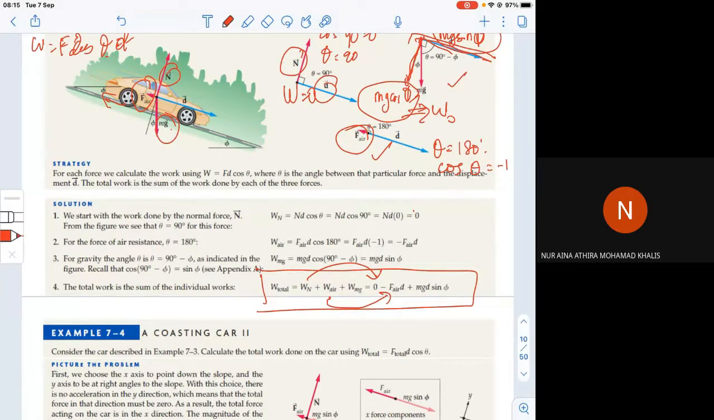Negative F air is based on -1 times F air, or air friction, times the displacement. And then of course the work by the gravitational force is mg sine phi times D, so put together, mgd sine phi. Now the total is equivalent to mg d sine phi minus F air d, or we can factorize it and put d at the front.